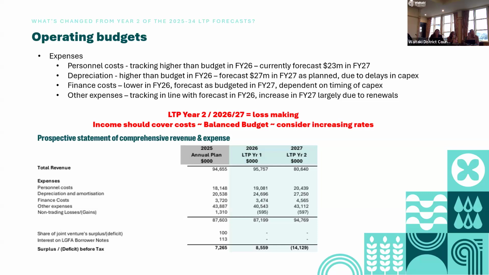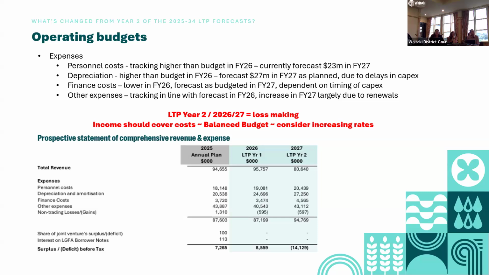So our outstanding debt balance is probably going to be very similar to as budgeted at 30 June 26. And it's quite dependent on the timing of our capital projects as well, but I think it will be around the 4.5 million. And then other expenses.